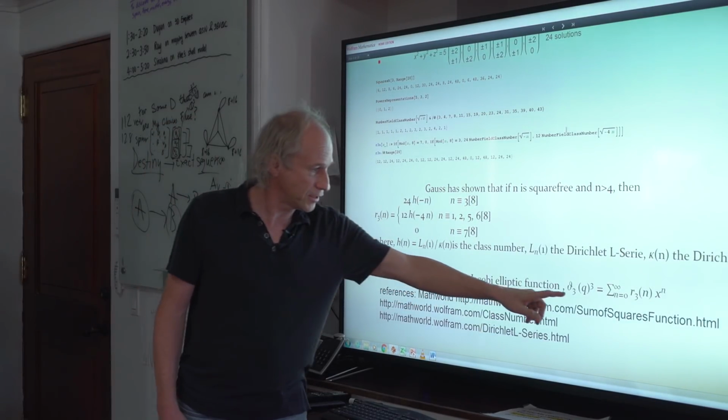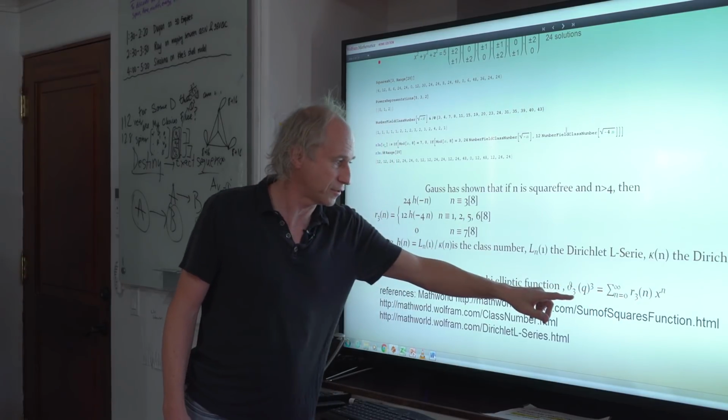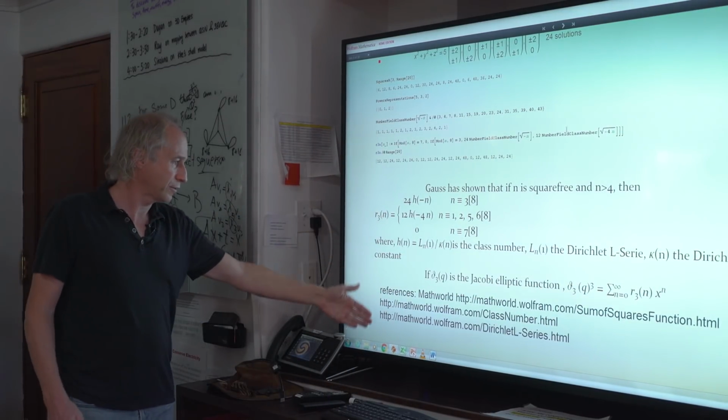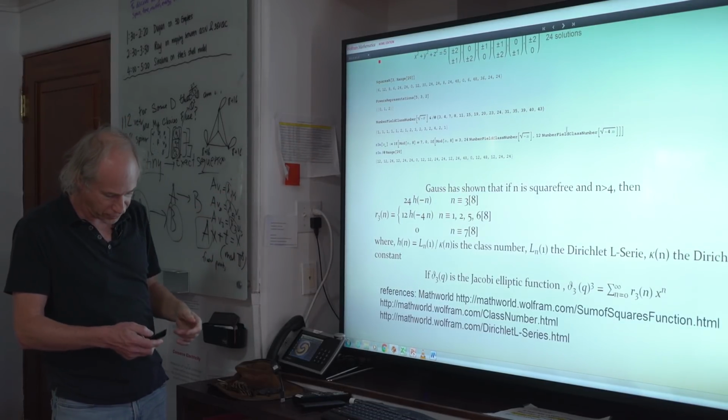With 3 dimensions, we still have this function. So in fact, this is the function that we are generally using. And so I give some reference. Now we will go to 4 dimensions.